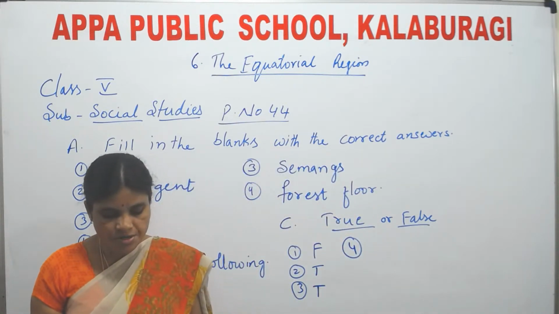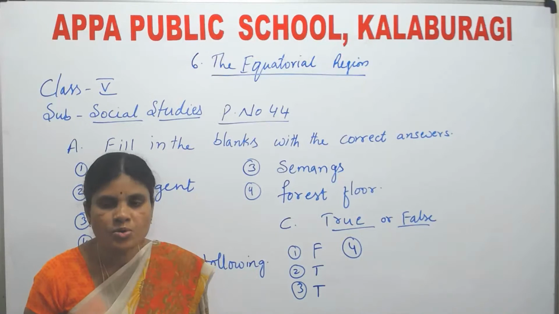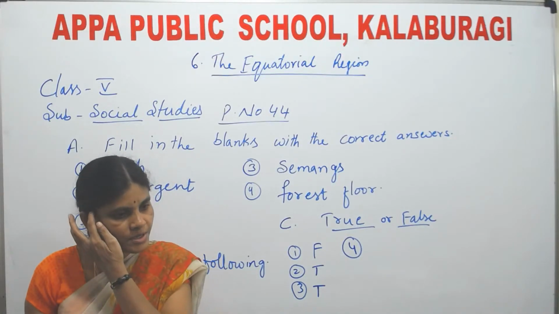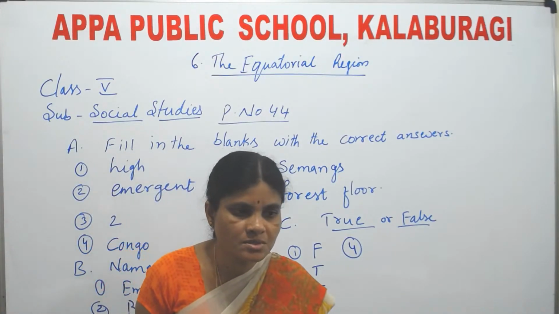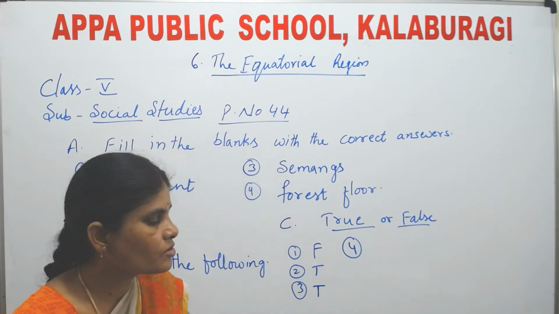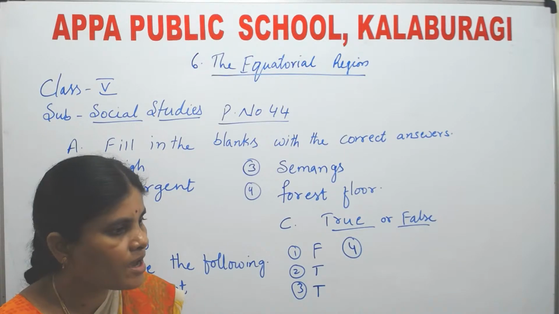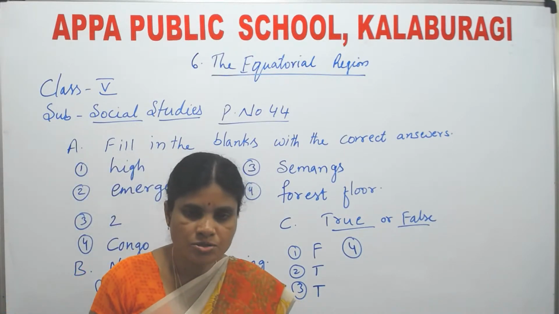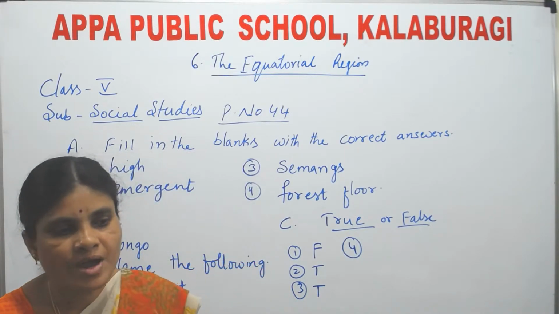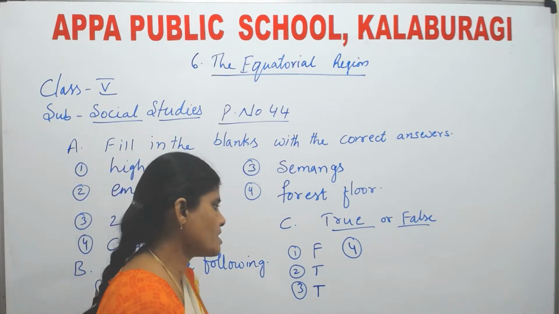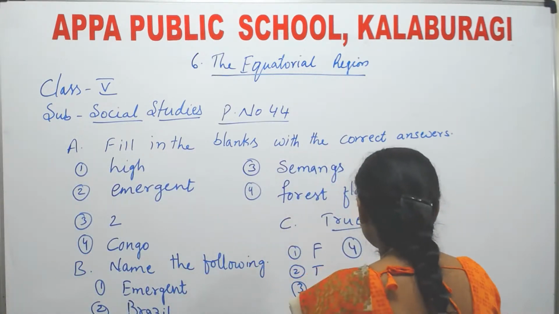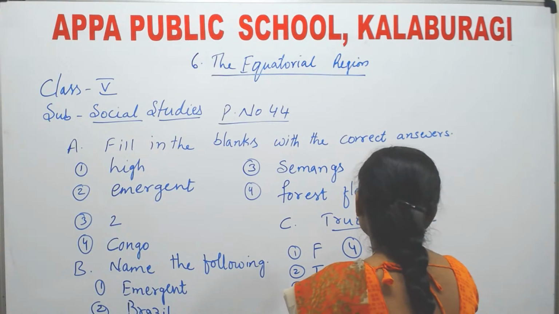Next, the rainforests are sparsely populated. The equatorial region receives high temperature and heavy rainfall. That is why it is not suitable for human life, and that is why we find very low population. Sparsely populated means low populated. True.